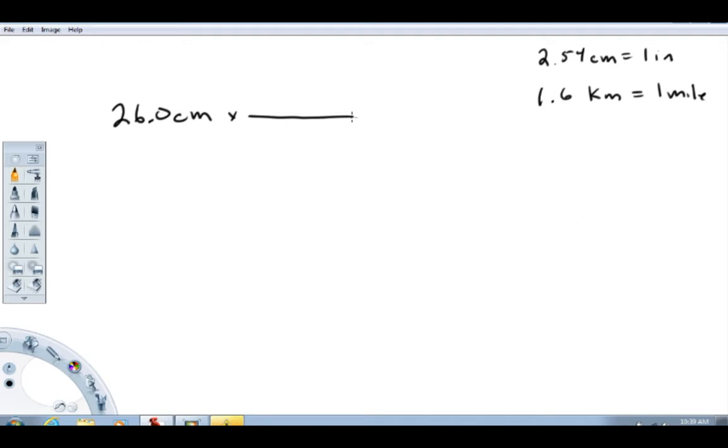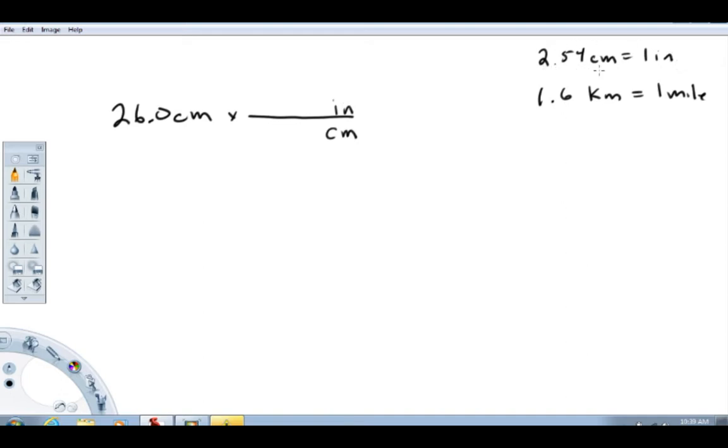So in this example, if I'm trying to convert centimeters to inches, my conversion factor needs to have centimeters on the bottom and inches up top. And now you'll notice that the centimeters will cancel and leave me with inches. Now the thing about these fractions is they also have to be equal to 1. Otherwise we'll be changing the value of the 26 centimeters. And that's where this comes into play.